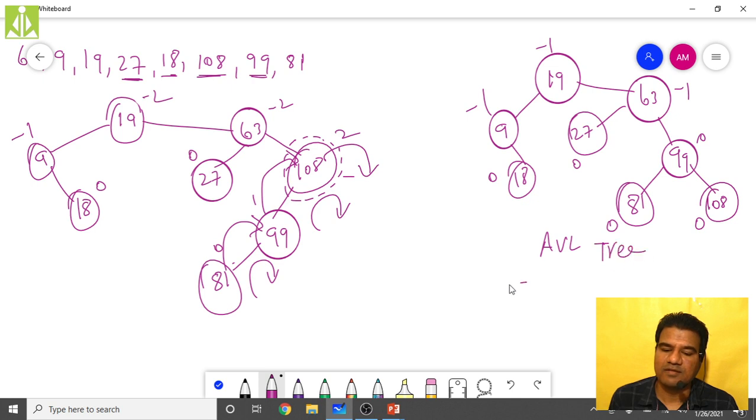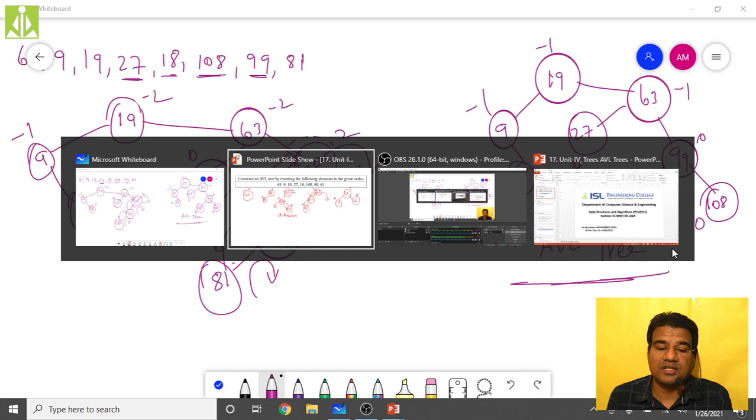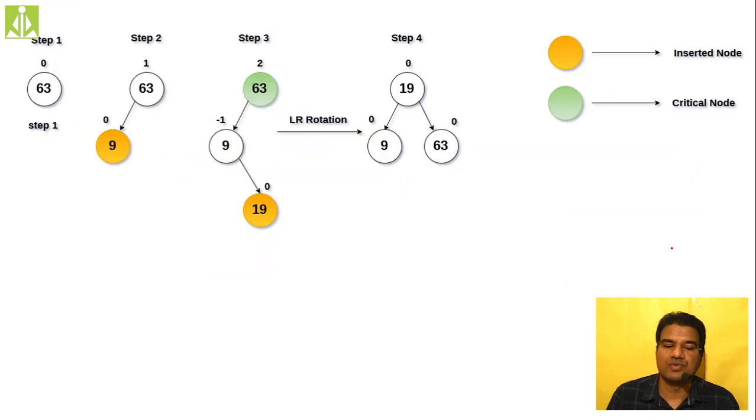It is an AVL tree. Like this, you can construct the AVL tree. The same thing I have shown over here. See, first we inserted 63, then 9, then 19. After inserting 19, we are losing the balance factor at 63. So we perform two types of rotations. That is, first we perform the left rotation, then we perform the right rotation, and after performing the LR rotation, we got the tree balanced.